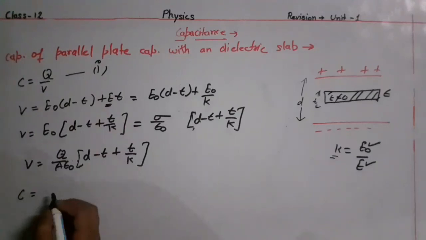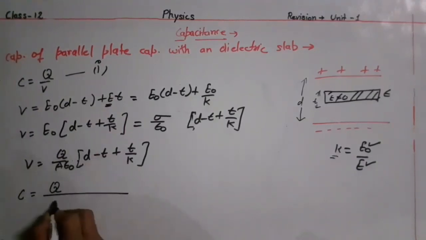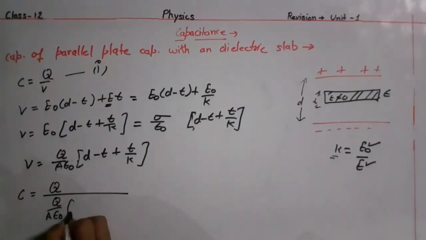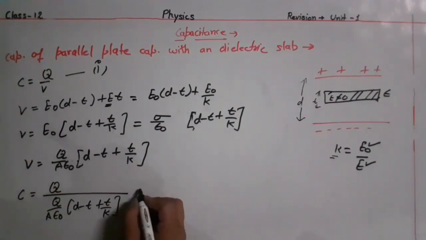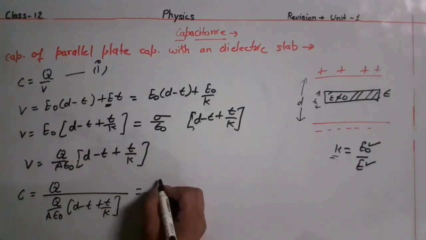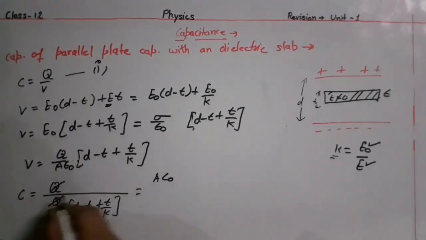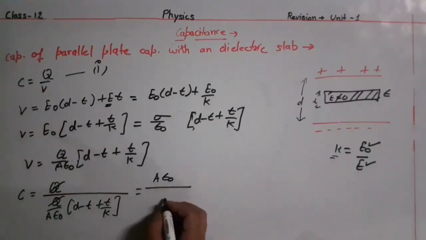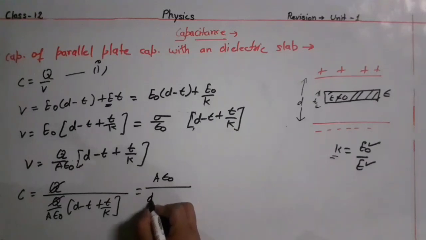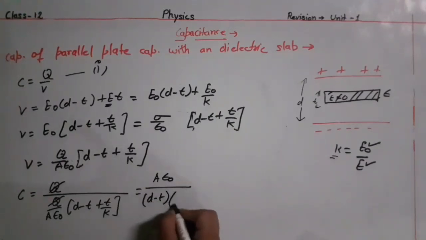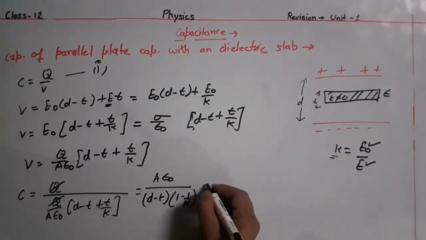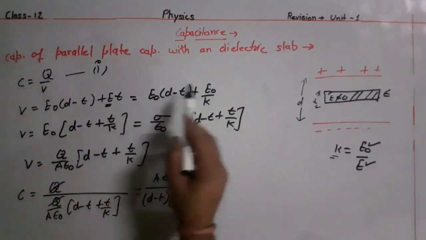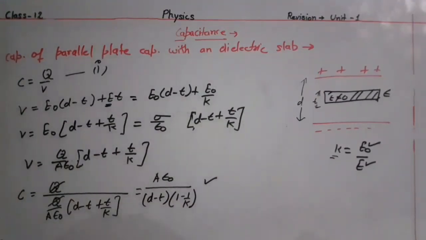So C will be equal to Q divided by Q by A epsilon naught into D minus T plus T divided by K. Now this whole equation can be cancelled out easily, which gives us A epsilon naught. Q to Q will cancel out. A epsilon naught divided by, if we take out D common, we will get 1 minus 1 by K. So this is our relation for capacitance of a parallel plate capacitor with a dielectric slab.